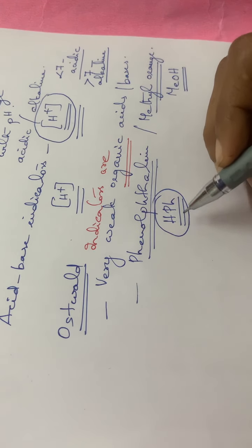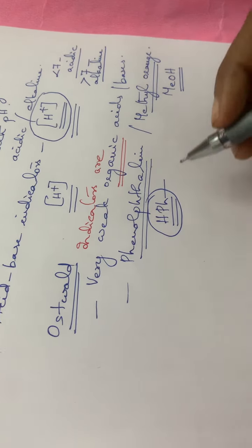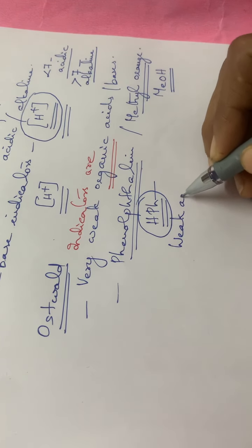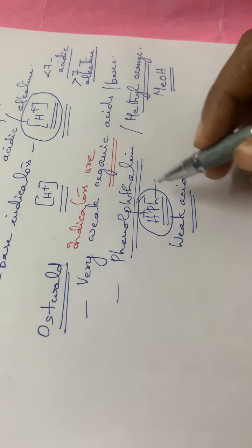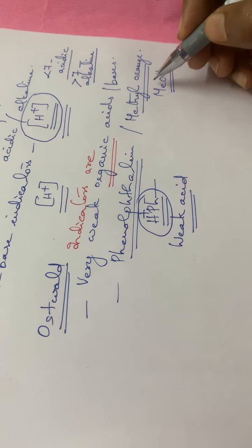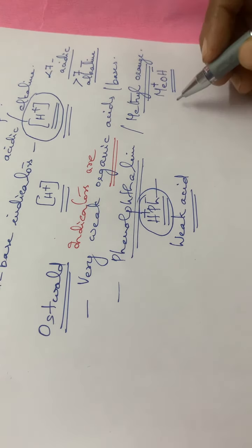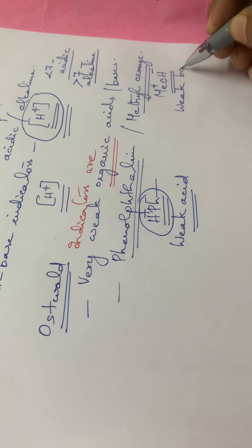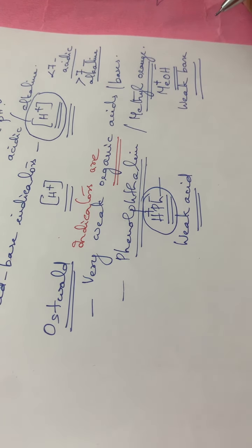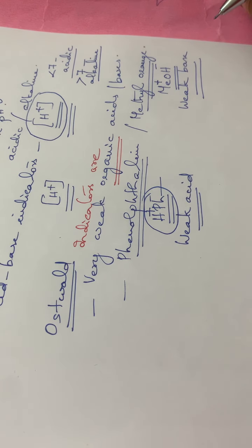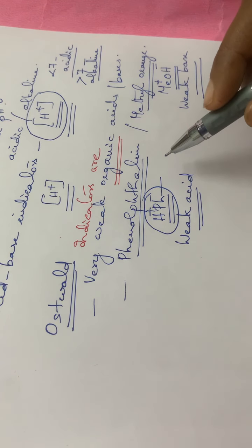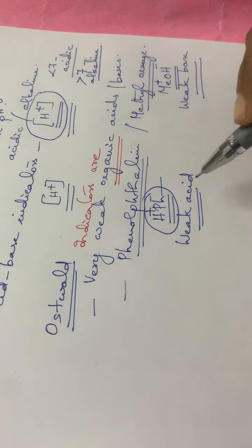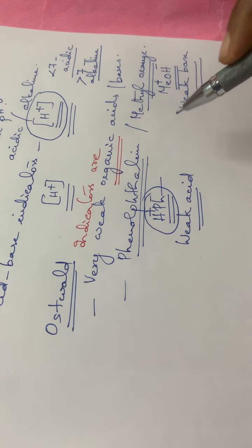From this itself, it is clear that phenolphthalein is a weak acid, since it is having H plus and Ph minus. So we can say that phenolphthalein is a weak acid while methyl orange is a weak base. So here, by using Ostwald's theory of acid-base indicators, we will be explaining the dissociation or the color change which will be happening in the case of phenolphthalein or methyl orange while we are adding one of these to an acid solution or an alkaline solution.